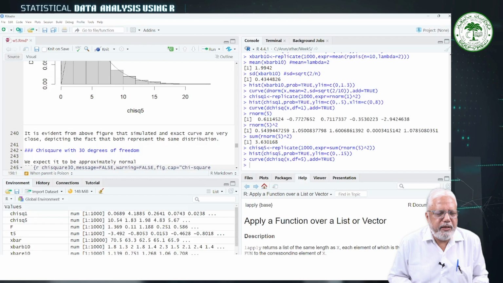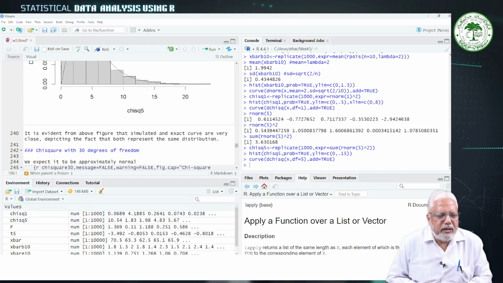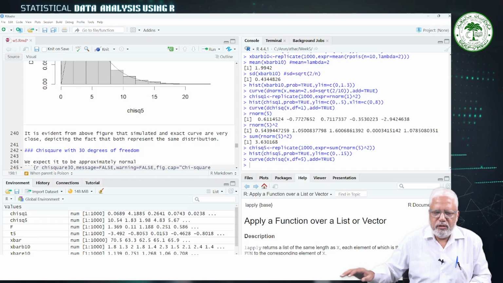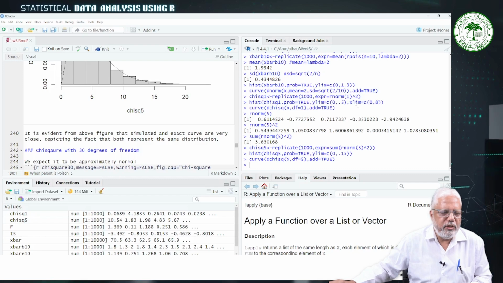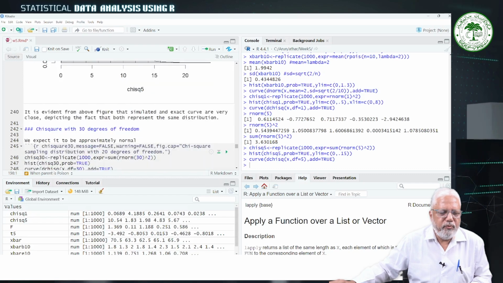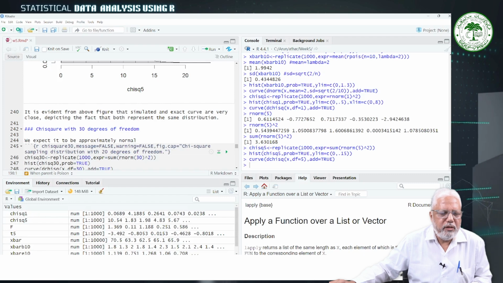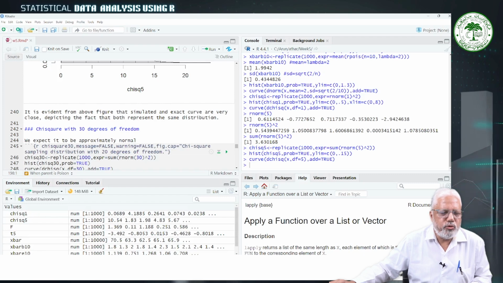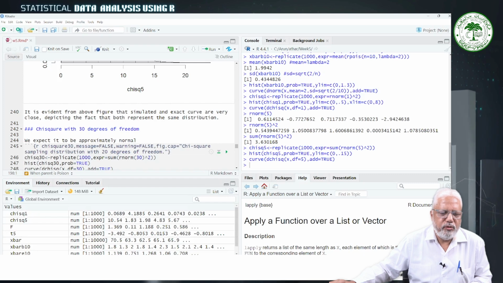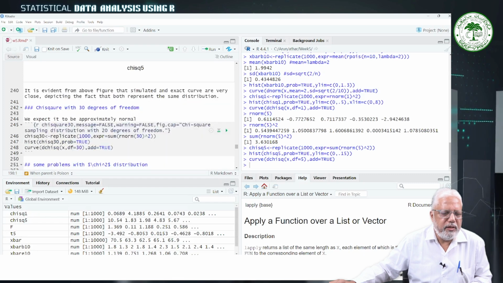Well, my dear participants, today I am going to talk about how we can make simulation from chi-square with 30 degrees of freedom. So, first we are taking 30 degrees of freedom because we expect that it is to be more close towards normal, more close towards normal.